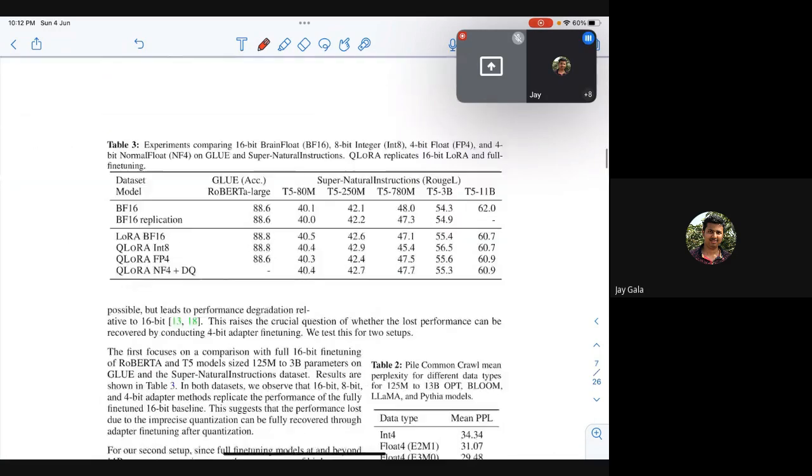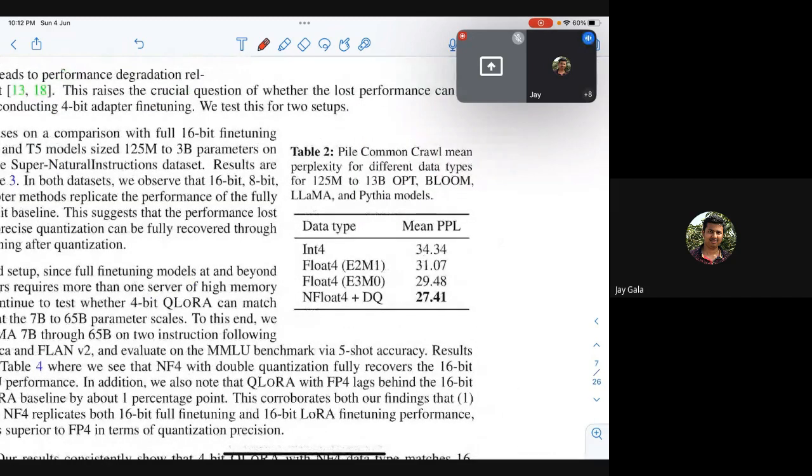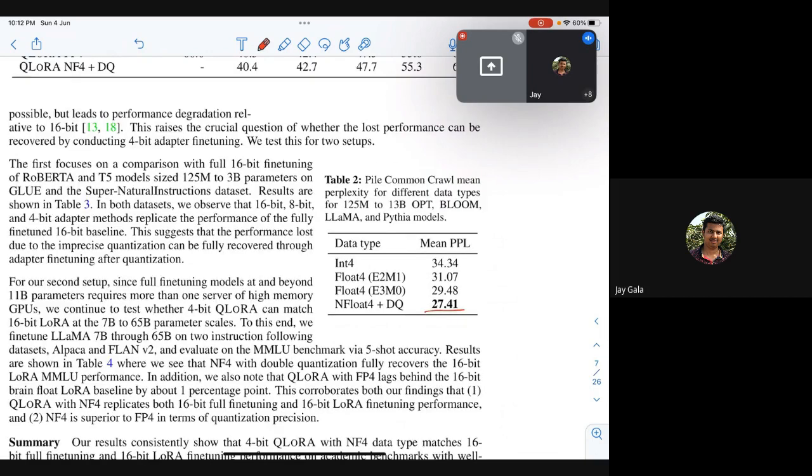And in terms of the absolute numbers, this is what we have. If you look at this, our mean perplexity is about 34.34, and for the others you still do much better. And this is the one where it is way cheaper and smaller, and it is the best.